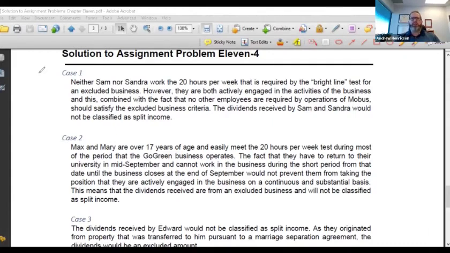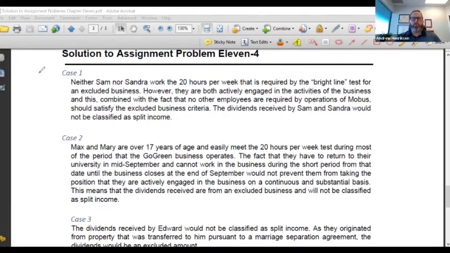When we think about that bright line test, we want to have this be an excluded business and not worry about it because everybody's working in it. We don't achieve the 20 hours. However, it's a very short blurb, but we can assume from everything we've read there's nothing to lead us to believe that they're not both actively engaged in the activities of the business. There are no other employees. They are the two that are working. So it's very clear they're both actively engaged.